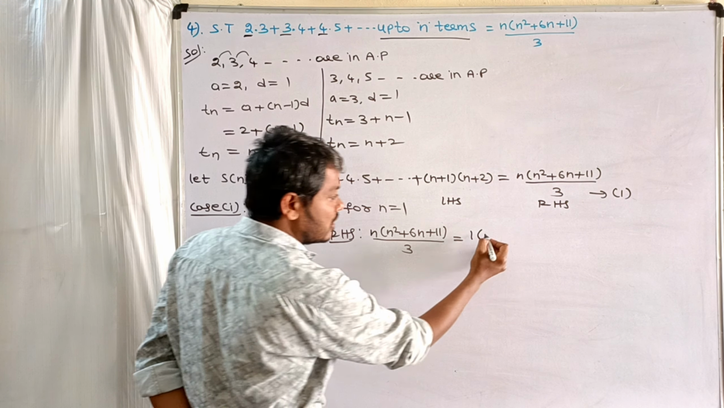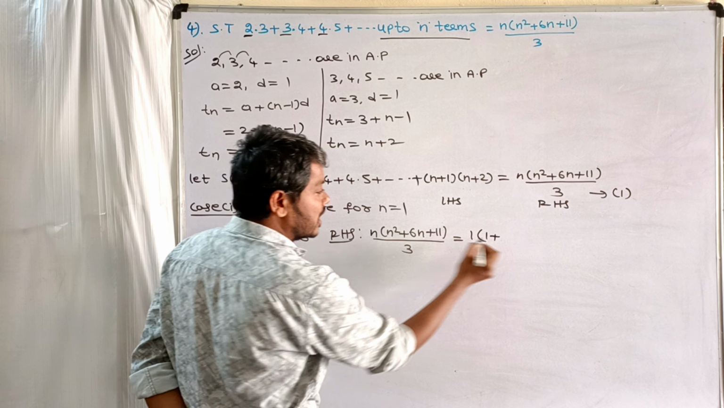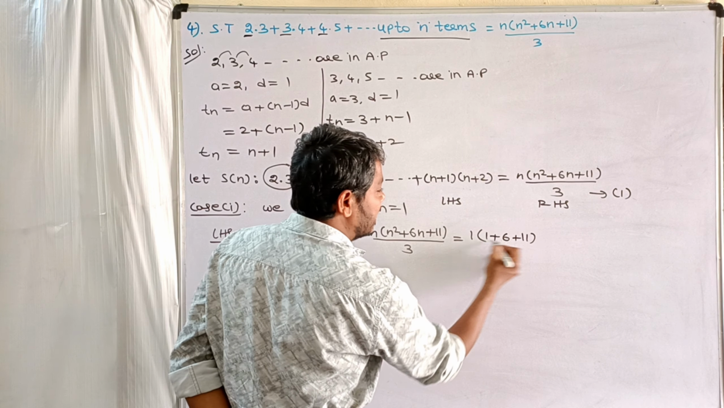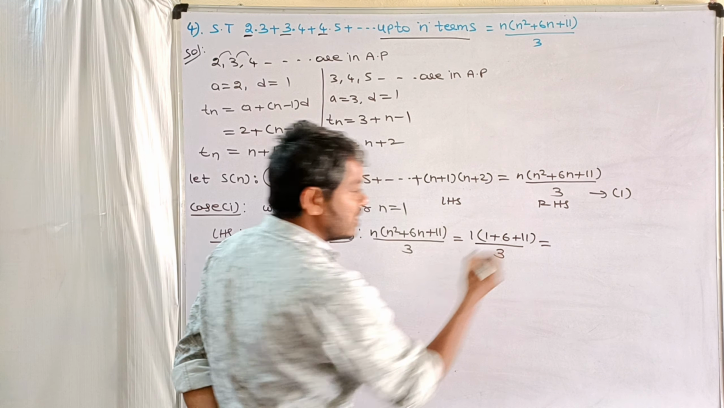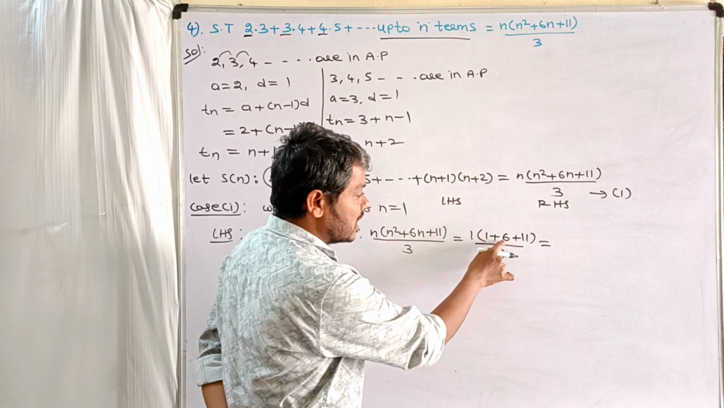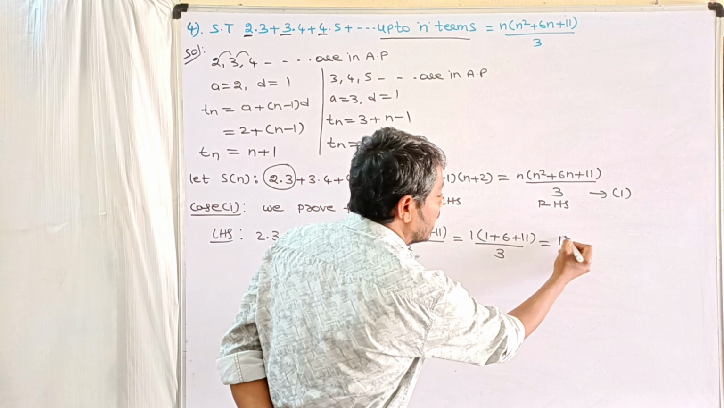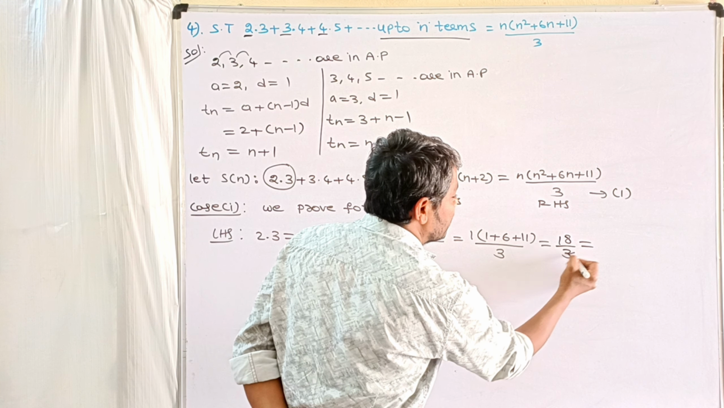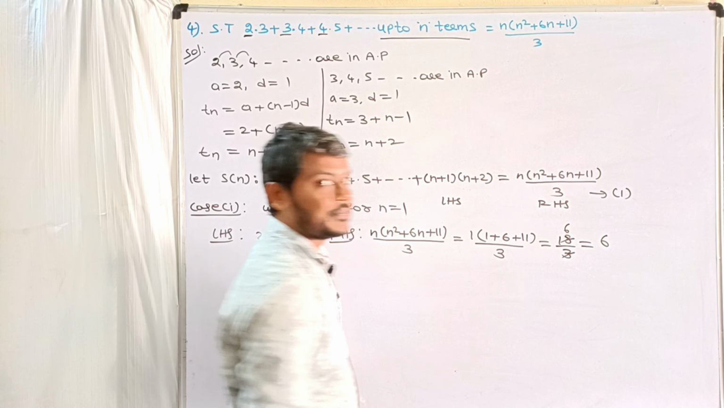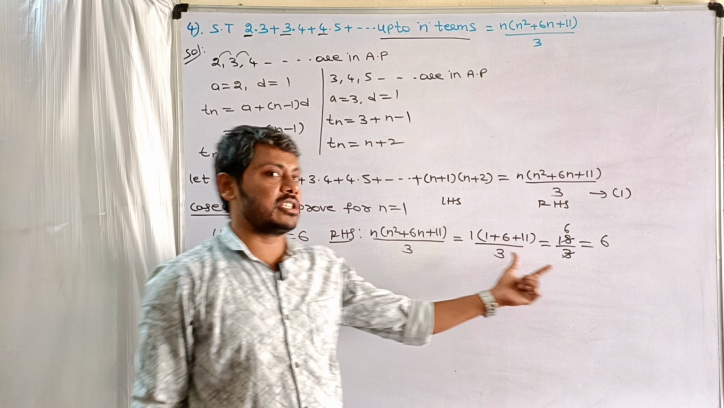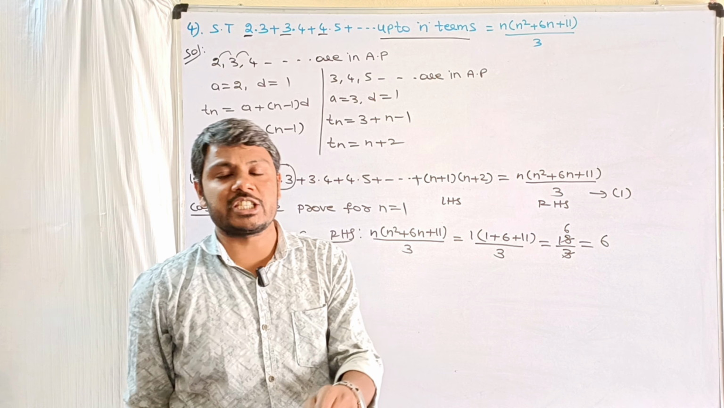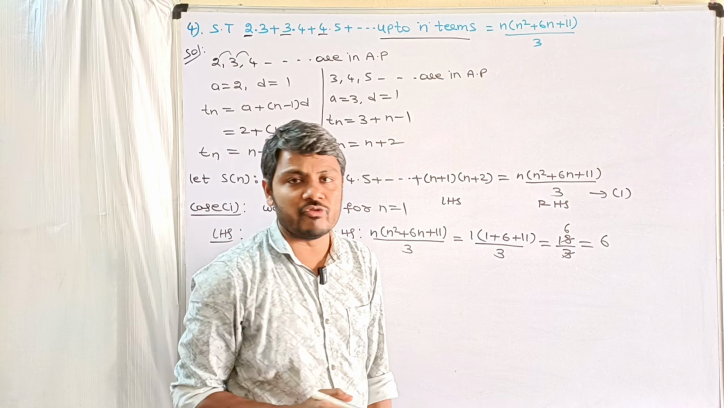1 square, 1, 6 into 1, 6 plus 11 divided by 3. So which is equal to 1 plus 6, 7 plus 11, 18 by 3. So 3 ones are 3, 6. Clearly LHS and RHS are equal. We can say that the given statement is true for n equals 1.